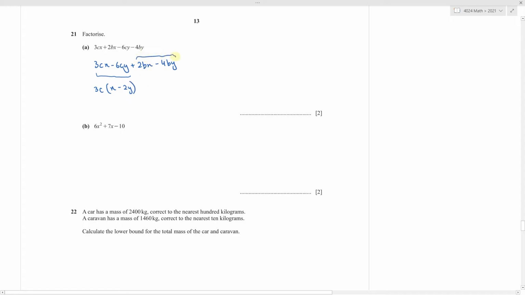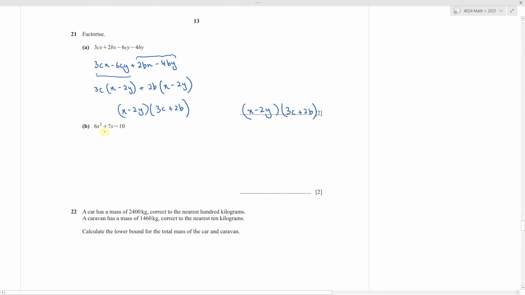And from these two terms, I will take 2b as common. I will be left with x here minus 2y. x minus 2y is common. So this will be x minus 2y and 3c plus 2b. So x minus 2y multiplied by 3c plus 2b.